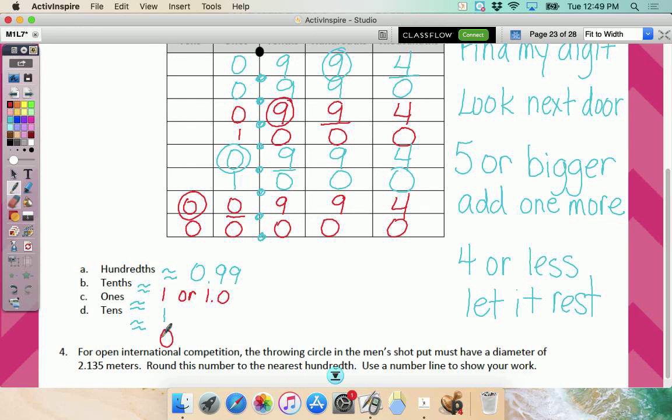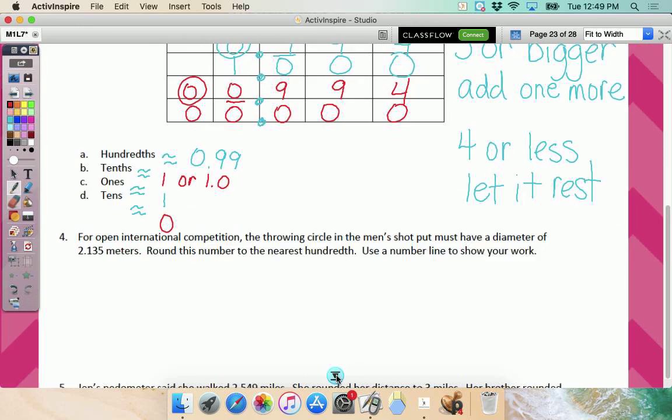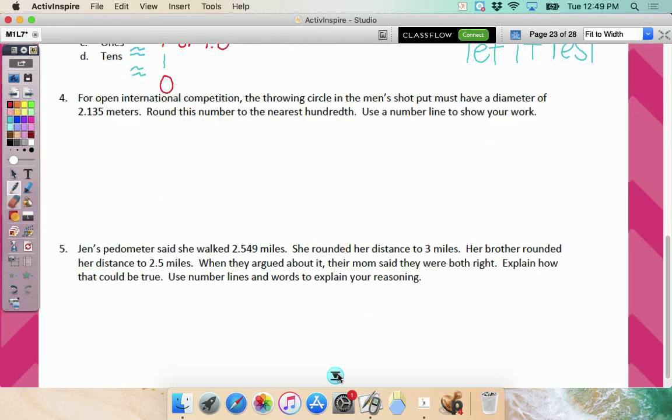Okay, let's go down and look at the next problem. Table 1 needs to sit still. You're about to drive me crazy. Now this is going to be on YouTube for all to hear.